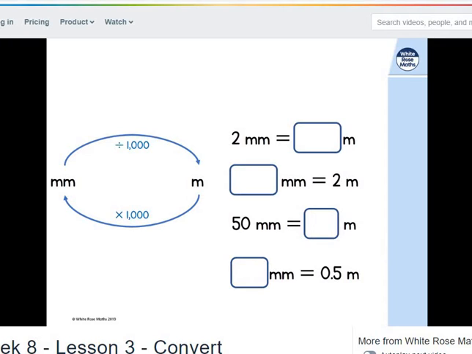Let's put that into practice then. So you've got a conversion chart to help you here. Can you convert between millimetres and metres? Pause the video, have a go for yourself.